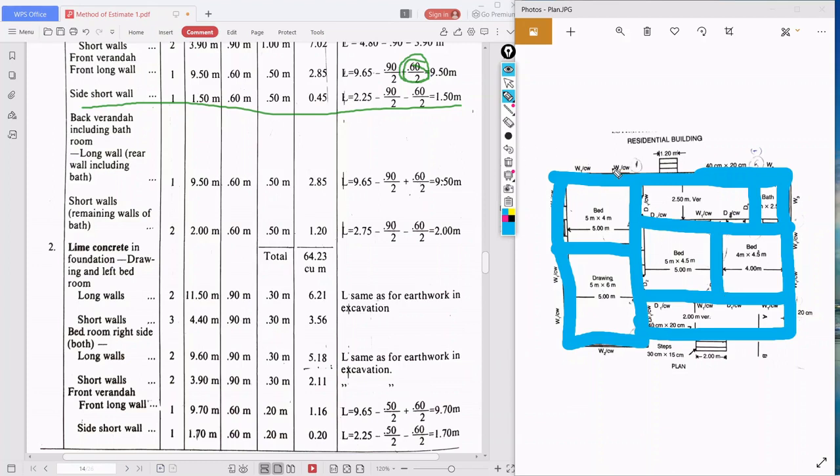So what is the breadth of the excavation? For a 30 centimeter wall it is 0.9, and for a 20 centimeter wall it is 0.6. Excavation part is over, and the quantity of excavation is 64.23 cubic meter. Then for lime concrete, what will change? Only the height of the lime concrete foundation which they have given will change. In the next class I will show you that. For this session this much is enough because it will go on lengthier. The lime concrete part I will do in the next session.